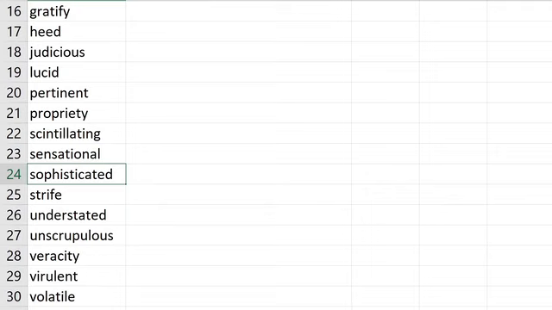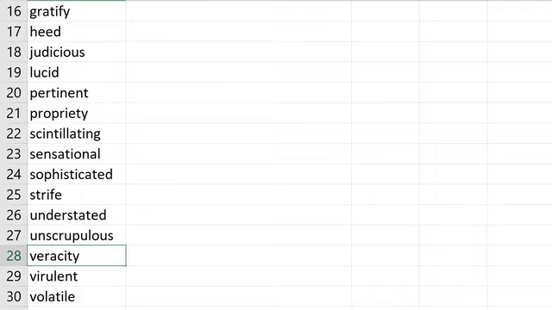Sophisticated has a couple of definitions. It can mean complex, like it's a very sophisticated computer. It can also mean urbane or cultured or civilized, a sophisticated person. Strife means conflict, typically describing strife between countries, for example. Understated means not obvious, kind of under the table a little bit, indirect, subtle, discreet. Unscrupulous means not having any morals, because of course, if you're a scrupulous person, you're a careful, moral person. So unscrupulous is the opposite. You don't have any morals.